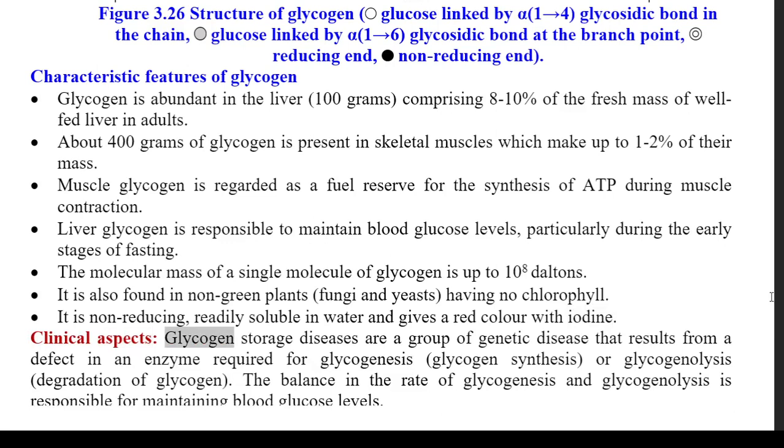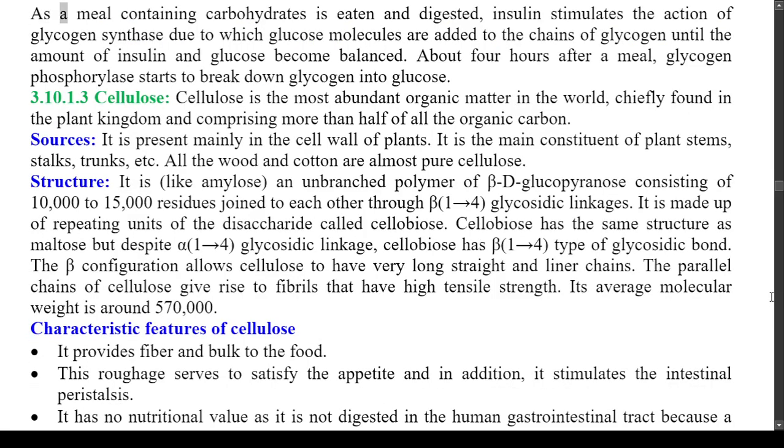Clinical aspects. Glycogen storage diseases are a group of genetic diseases that result from a defect in an enzyme required for glycogenesis, glycogen synthesis, or glycogenolysis, degradation of glycogen. The balance in the rate of glycogenesis and glycogenolysis is responsible for maintaining blood glucose levels. As a meal containing carbohydrates is eaten and digested, insulin stimulates the action of glycogen synthase, due to which glucose molecules are added to the chains of glycogen until the amount of insulin and glucose become balanced. About 4 hours after a meal, glycogen phosphorylase starts to break down glycogen into glucose.